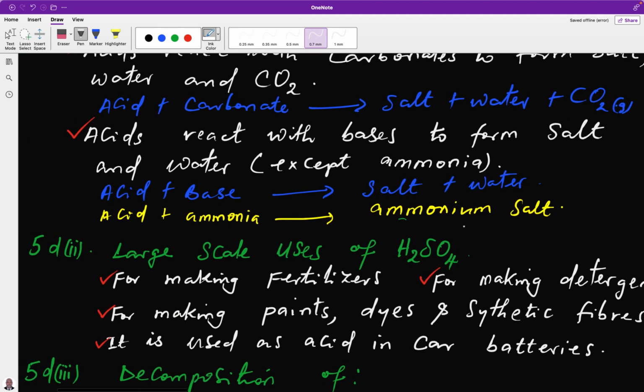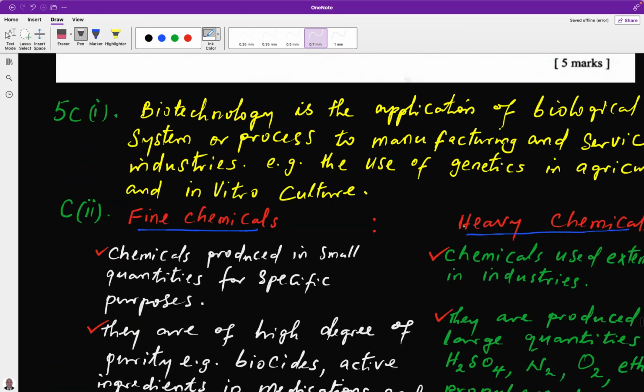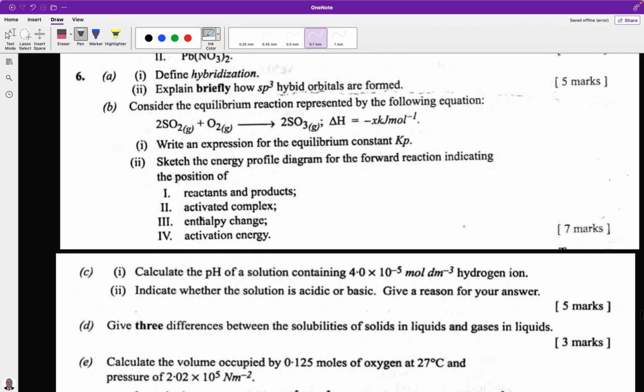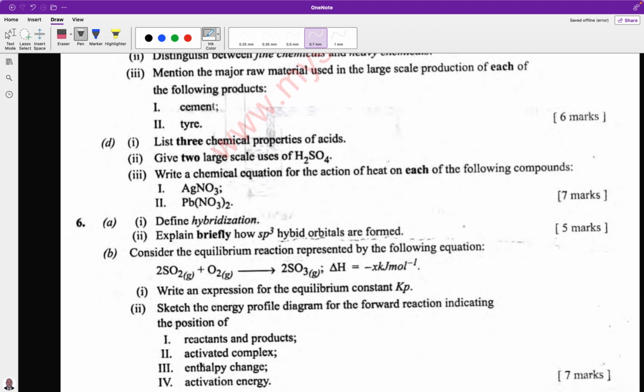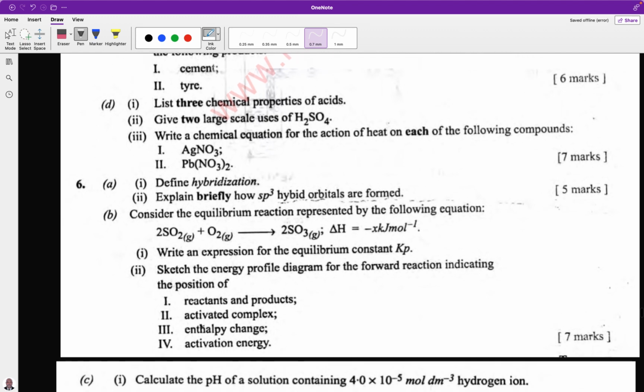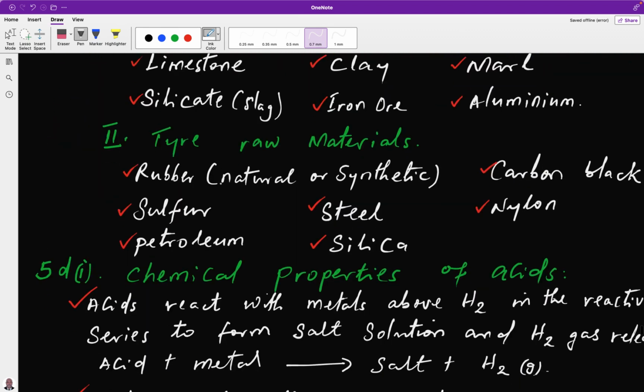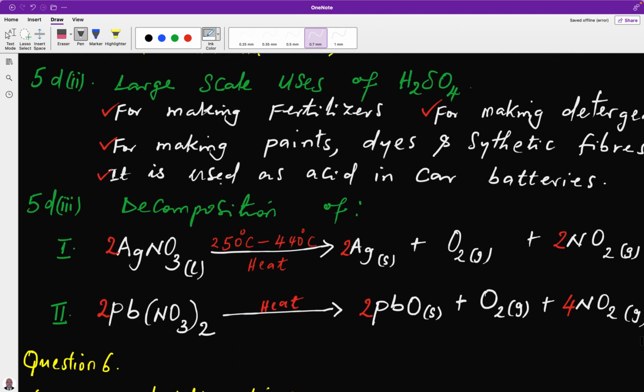Okay, we go to 5D3. Write a chemical equation for the action of heat on each of the following. Action of heat on silver nitrate, salt. Action of heat on lead nitrate, salt. Okay, write chemical equations to show the reactions.